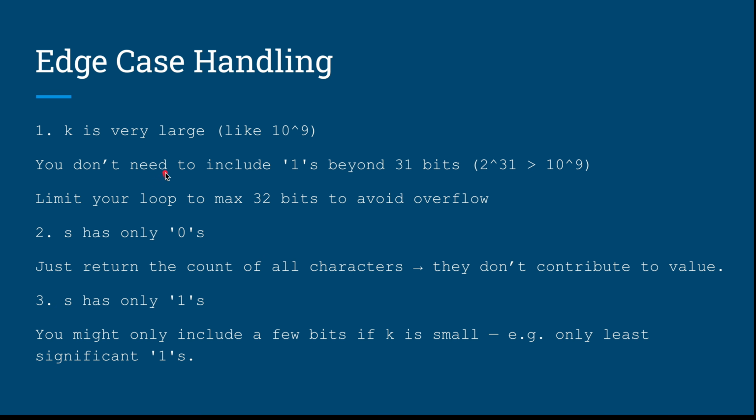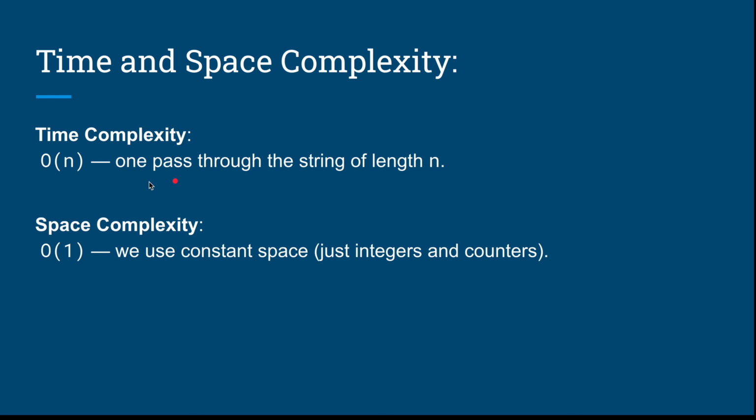So if you talk about the edge cases, k is very large, 10 to the power 9 we are talking about, so you don't need to include 1s beyond the 31st bit, right? Your limit is a maximum of 32 bits to avoid the overflow. And if s has only zeros, we just return the count of all the characters, since they don't contribute. And if s has only 1s, you might include only a few bits if k is small, right? So the time complexity is O(n) and the space complexity is O(1), because in one pass we go through the whole string and we are not taking extra space.